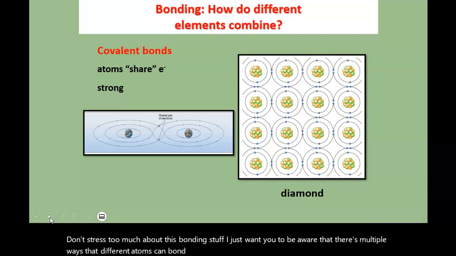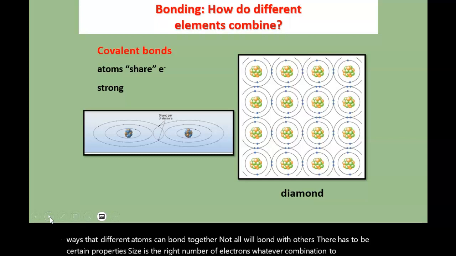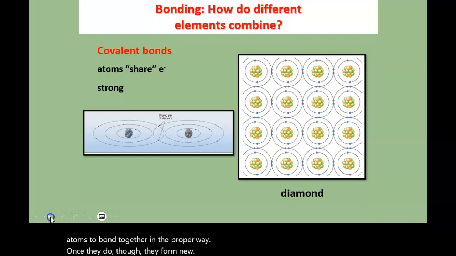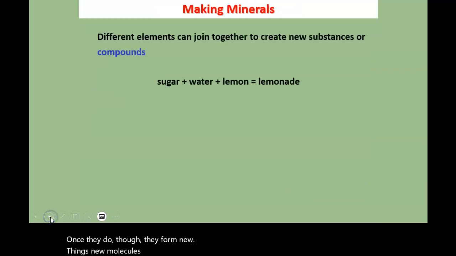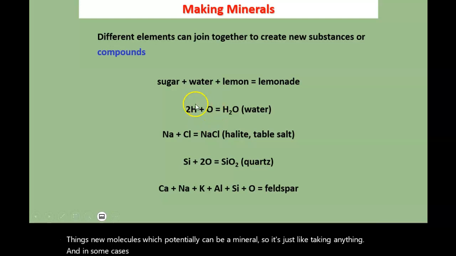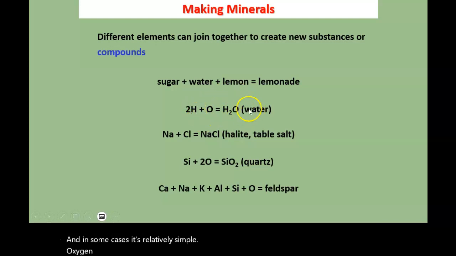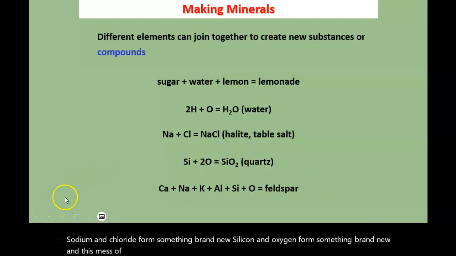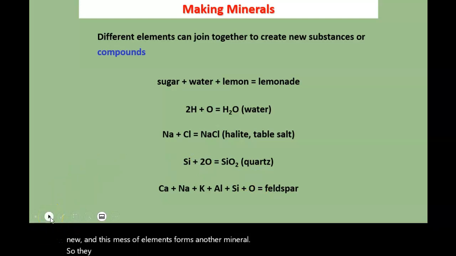Not all will bond with others. There have to be certain properties, sizes, the right number of electrons, whatever combination to allow these atoms to bond together in the proper way. Once they do, though, they form new things, new molecules, which potentially can be a mineral. In some cases it's relatively simple. Oxygen and hydrogen form water, a new thing, right? A molecule. Sodium and chloride form something brand new. Silicon and oxygen form something brand new, and this mess of elements forms another mineral. So they bond together, we get something new.